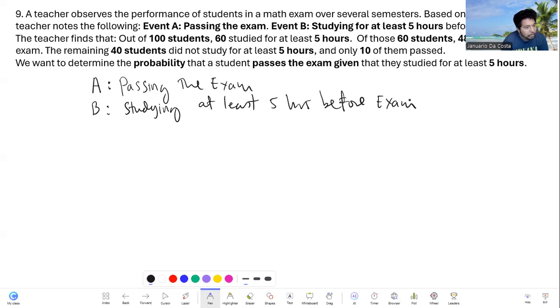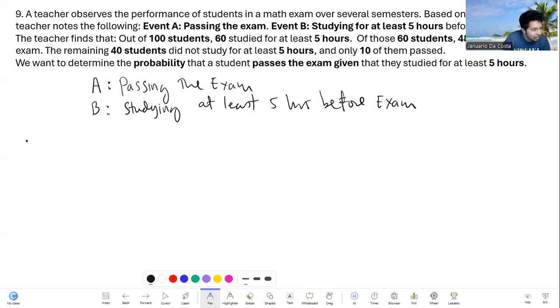Now, the teacher finds out that, for example, the teacher has a total of 100 students. For the sake of this example, just imagine this teacher knows that 60 of the students have studied for at least 5 hours. And of those 60 students, 48 of them pass the exam. But 40 students did not study for at least 5 hours. And from those 40 students, only 10 of them pass.